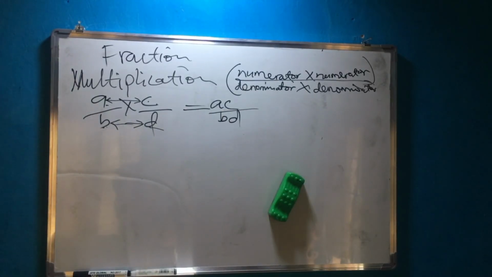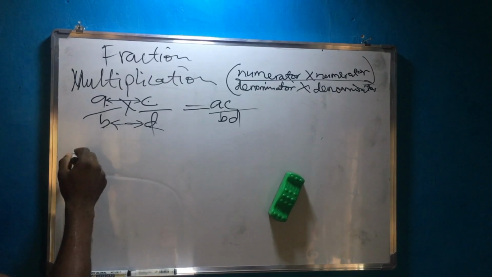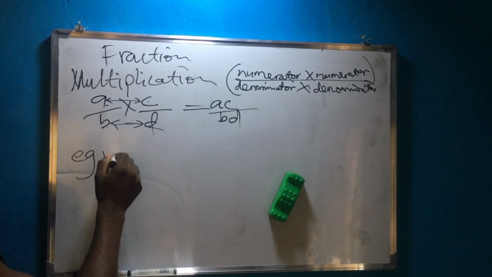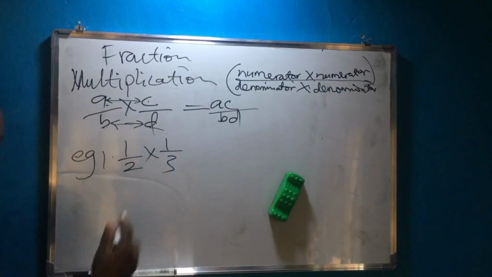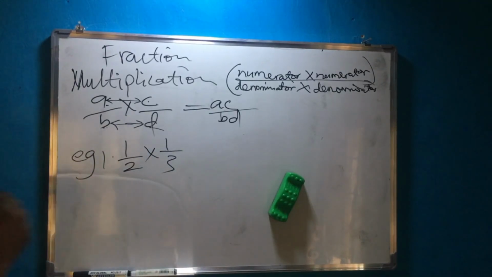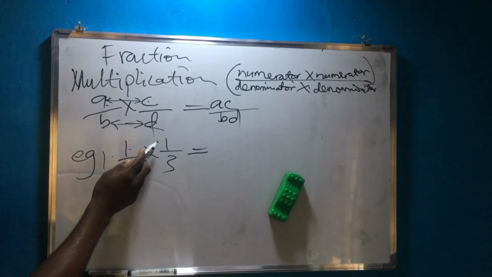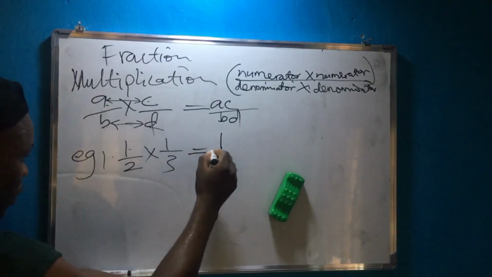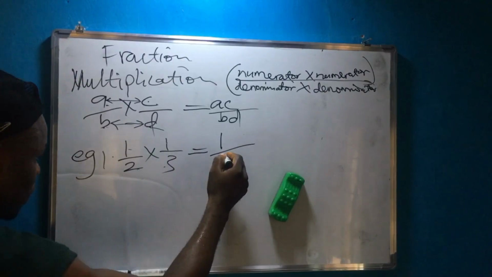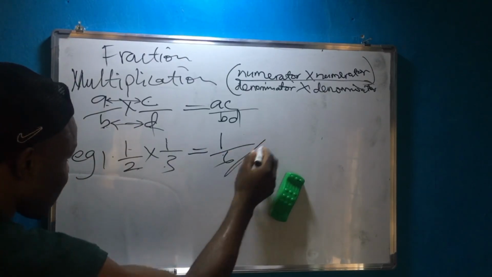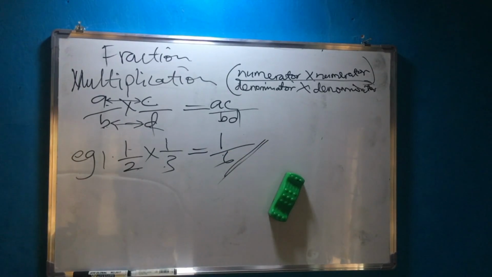Is that clear? So in a case where you have, example 1, 1 over 2 times 1 over 3. What do you have? It is equal to 1 times 1, which is 1, all over 2 times 3, which is what? Which is 6. And the answer becomes 1 over 6.